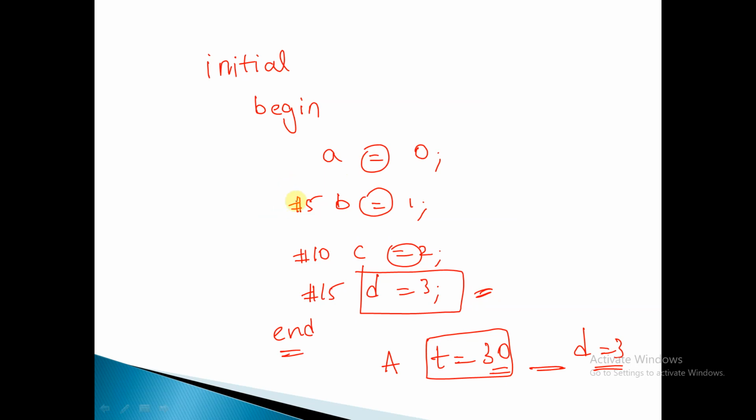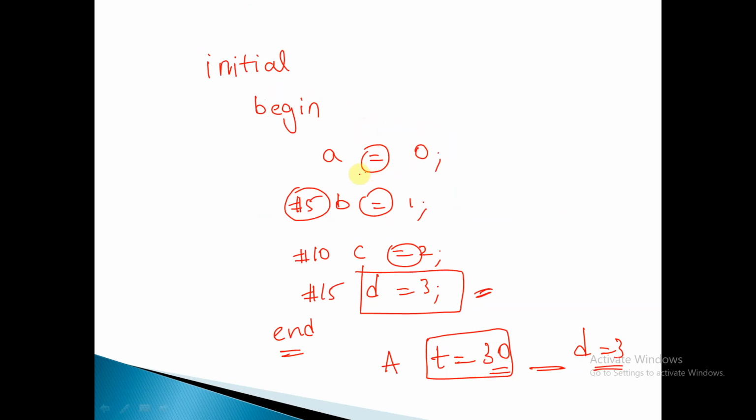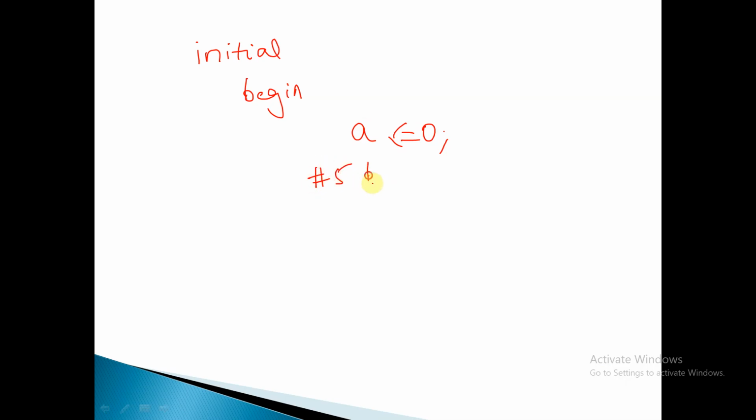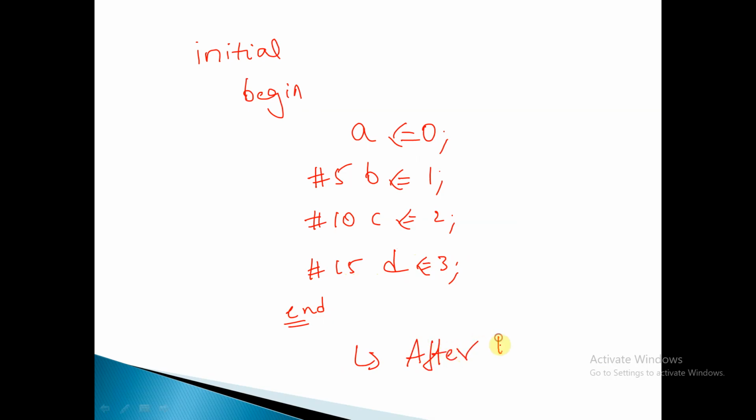And in the case of inter-assignment delay, now we will see one more example and I will clarify it. Now let's say we are using a non-blocking assignment. Initial begin, same example: A non-blocking of 0, hash 5, B non-blocking of 1, hash 10, C non-blocking of 2, hash 15, D is equal to 3. Here also after 30 time units, my D will be equal to 3.